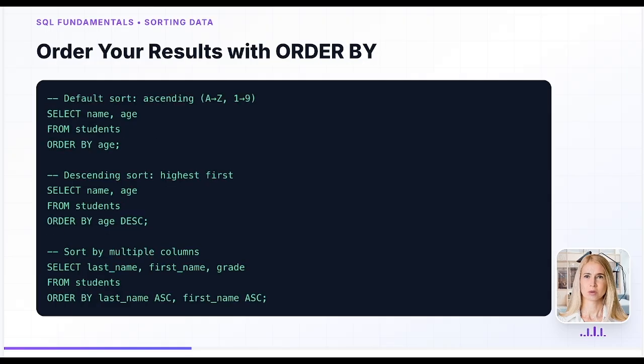The order by clause lets you control the sequence of rows returned by your query. By default it sorts ascending, but adding DESC flips the order to largest or last first. You can even chain multiple columns, so when two rows tie on the first column, the second column breaks the tie.